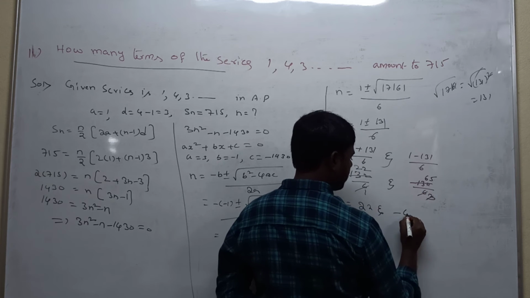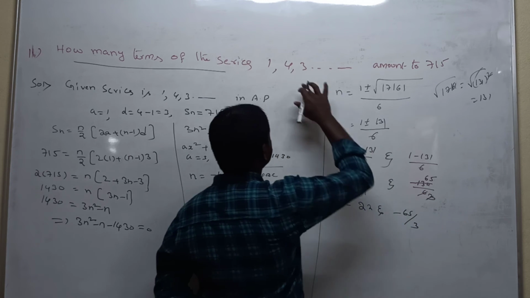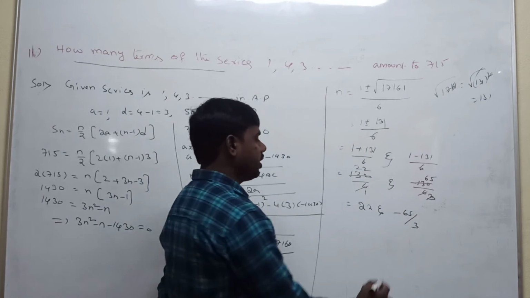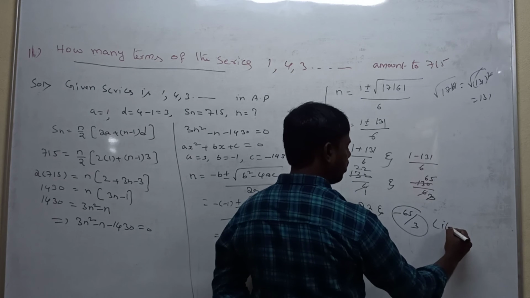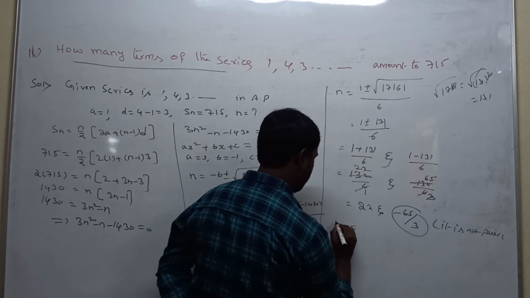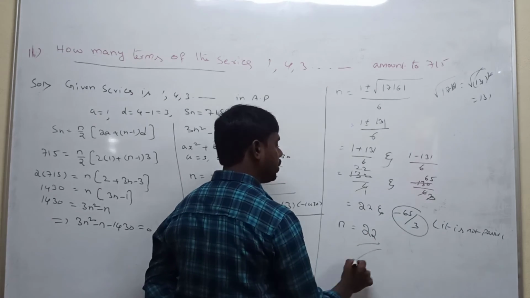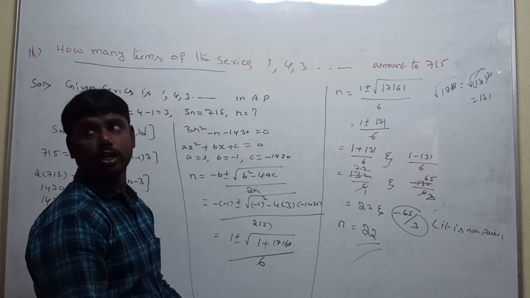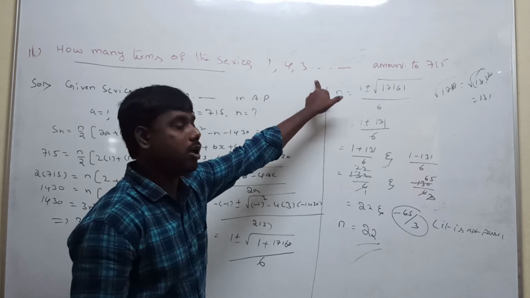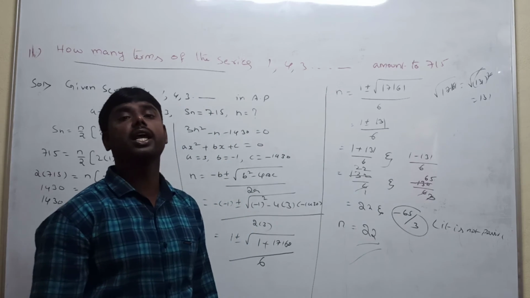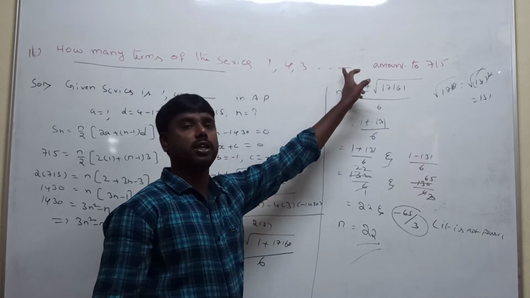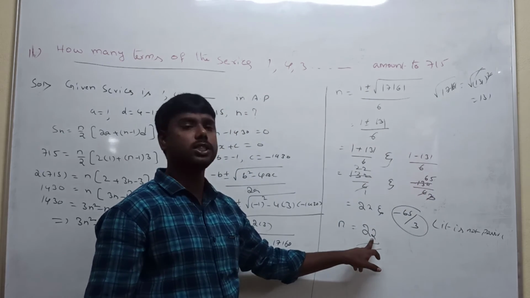Now minus 65 by 3 is a rational number. n must be a natural number, but this value we are getting is a rational number. That's why this value will not be possible. So the only possible number is 22. Why is the rational number not possible? Because we calculate the sum of only natural numbers of terms, not a rational number of terms. So the only possible value is 22.